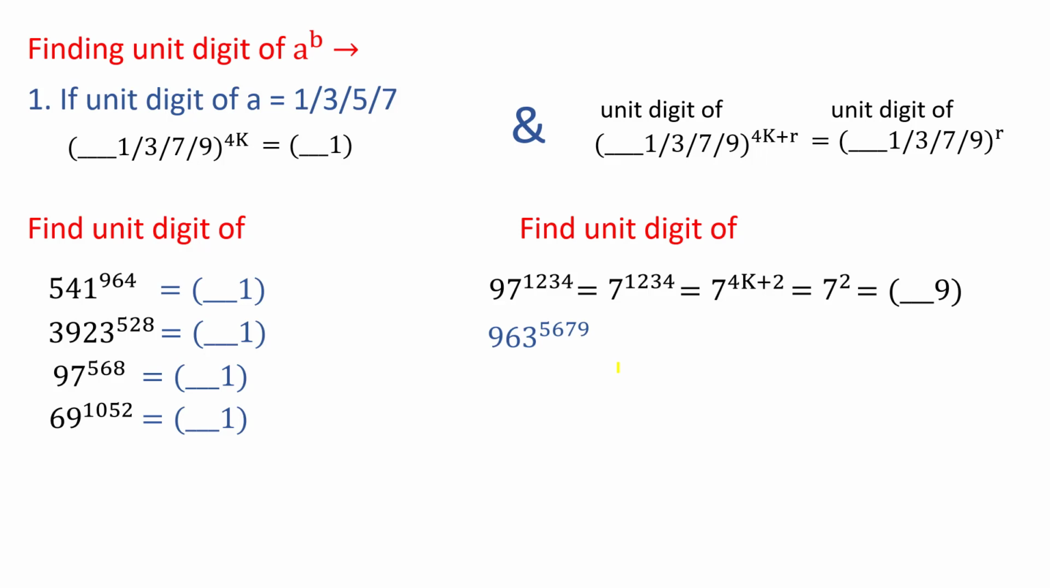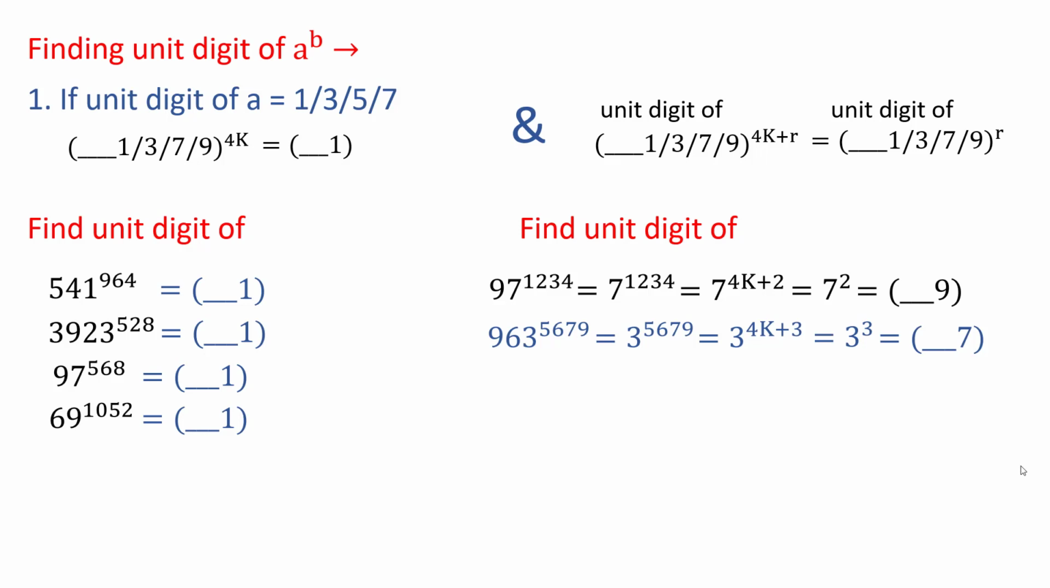Then 963 to the power 5679. The unit digit of this is the same as the unit digit of 3 to the power 5679. Now if we divide the power by 4, the remainder is 3, so we can express the power as 4k plus 3. So the unit digit of 3 to the power 4k plus 3 is the same as the unit digit of 3 to the power 3, that is equal to 27, that is equal to 7.